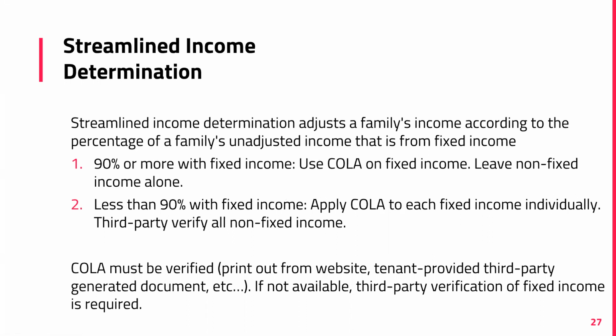So for example, they get Social Security and they work. Social Security makes up 90% or more of the total household income. We're going to apply the COLA increase to the Social Security, and we're going to use the previous year employment income on the current year 50058 and 50059, actually, because it's applied to the regular Section 8 as well.